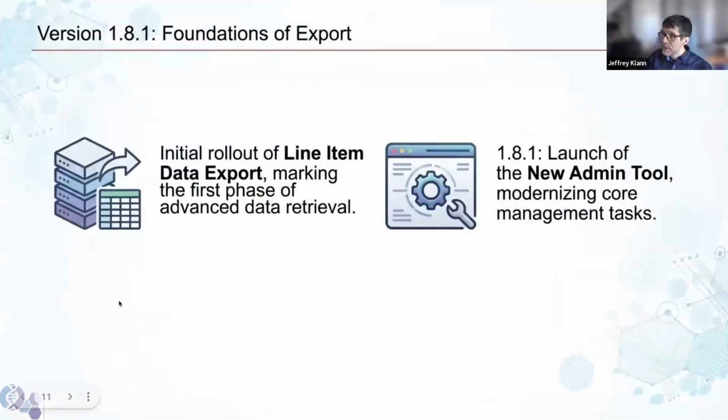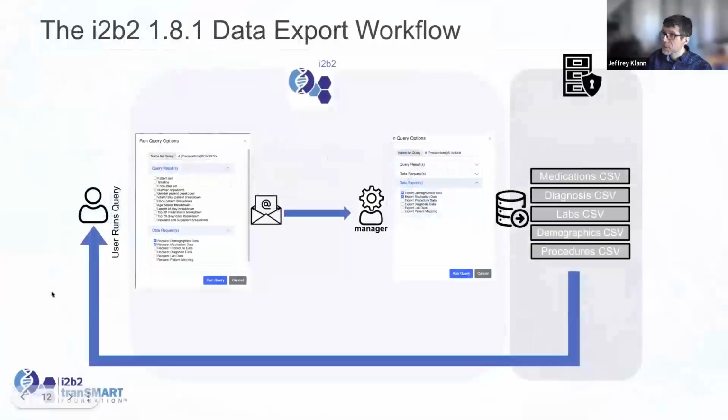1.8.1, we introduced the line level data export and the admin tool. This is the workflow that we developed for the line level data export. So a user runs a query on a cohort of interest. And there's a new section. I'm not sure if you can see my pointer, but I'm pointing to the data requests at the bottom of run query options. There's a new data request section where a user can request different types of data.